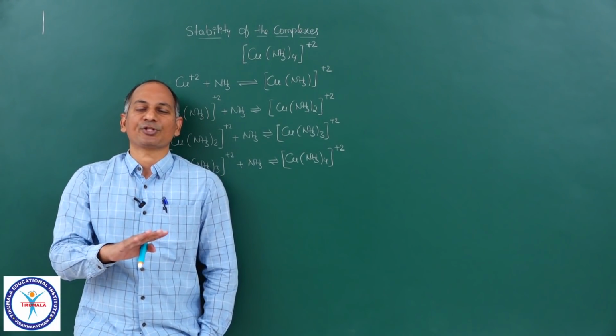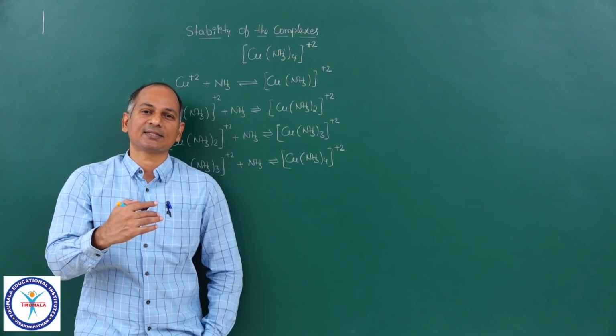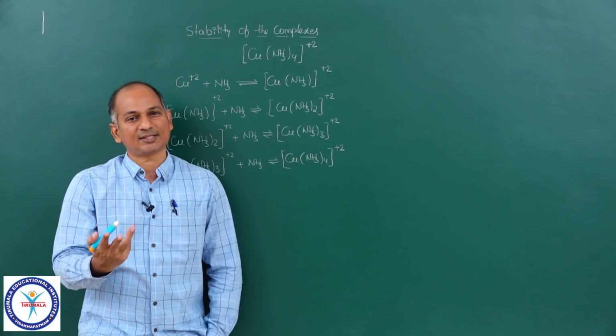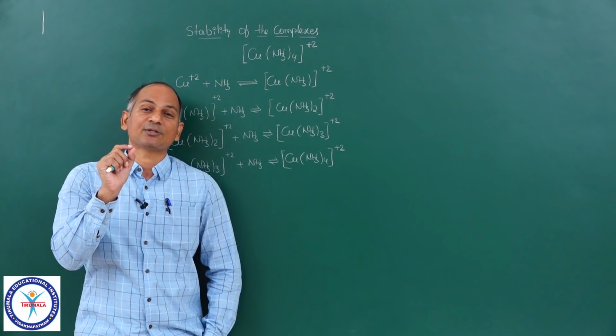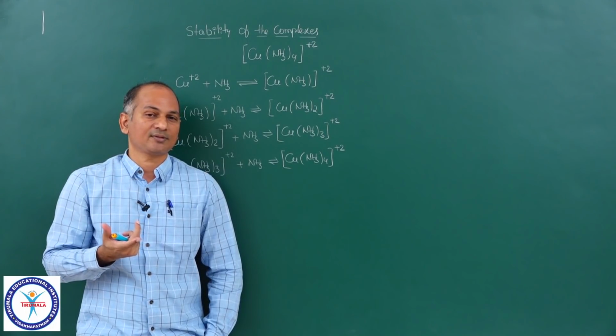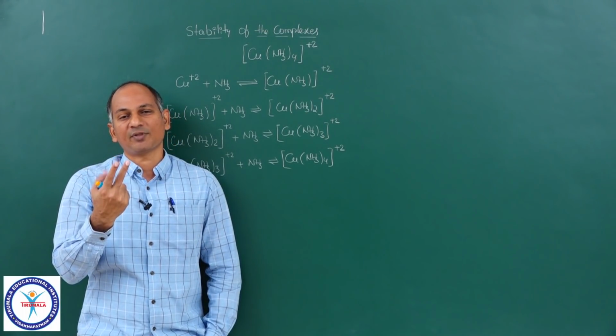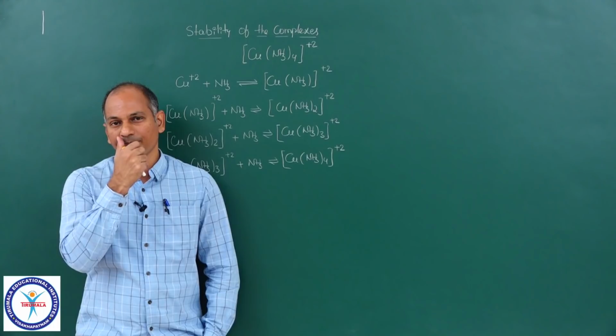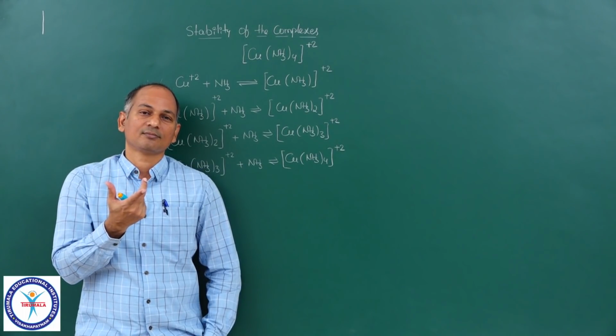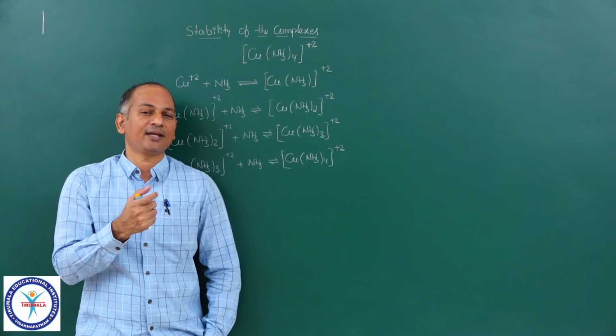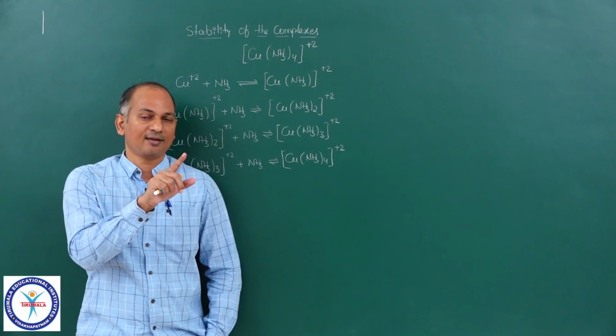Coordination number 4, 4 steps. If any complex's coordination number is 6, then 6 steps. If any complex's coordination number is 5, 5 steps. If the coordination number of the complex is only 2, 2 steps. One example is [Ag(CN)2]-.